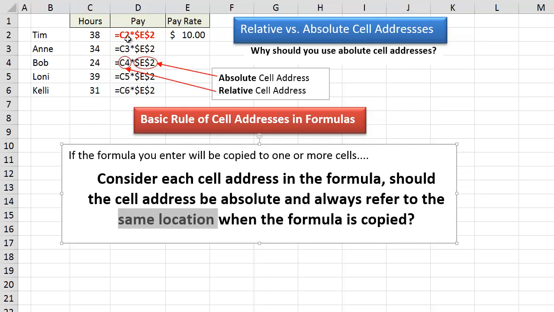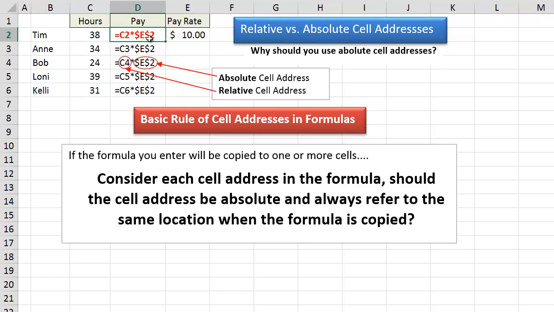So in this particular case up here, when I'm typing that in, I typed in C2, and I say to myself, do I want that always to point at Tim's hours worked when I copy that down? For example, would I want it to point to Tim's hours worked when I'm down here on Ann's row? Of course not. You want that relative reference to point to the left. So when I copy it down, I want it to point to the left and get Ann's hours worked. And I keep copying it down, I want it to point one cell to the left and get Kelly's hours worked. So that cell address would be left relative.